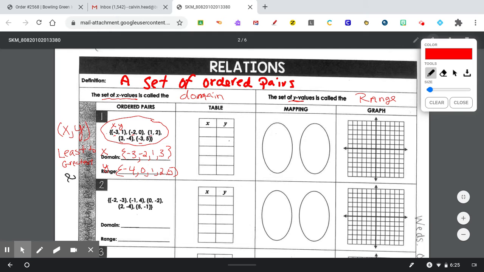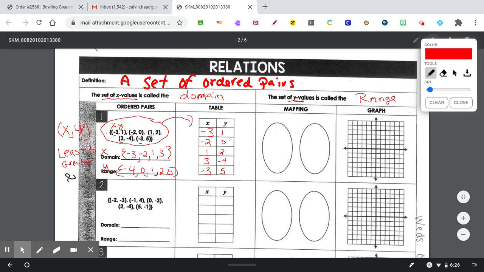The next thing we're going to do is take this and put it into the table. So -3, -2, 1, 3, -3. Now do all the Y's: 1, 0, 2, -4, and 5.